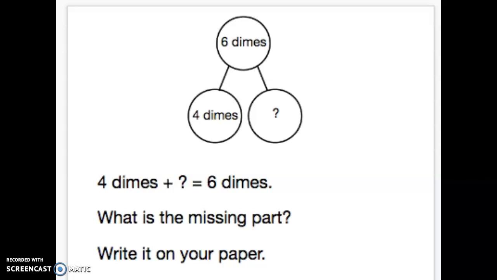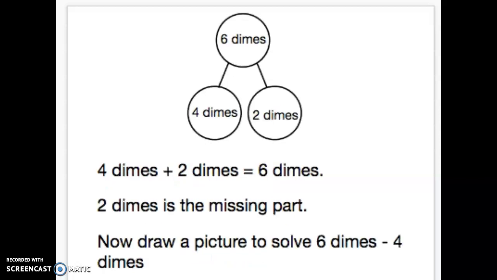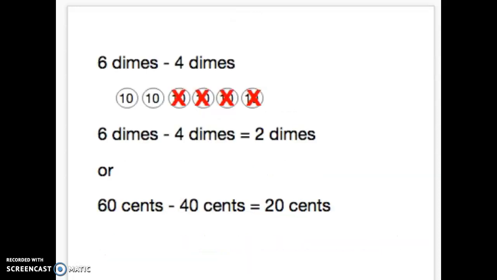You could think about addition. 4 dimes plus how many equals 6 dimes? What is the missing part? Write it on your paper. 4 dimes plus 2 dimes equals 6 dimes. So 2 dimes is the missing part. Now, draw a picture to solve 6 dimes minus 4 dimes.